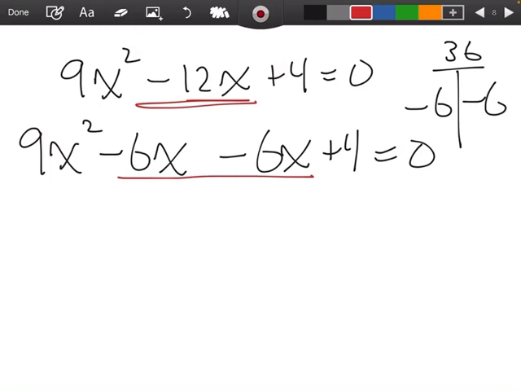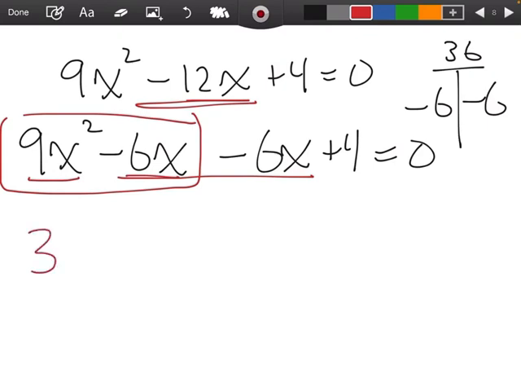So the grouping method says we're going to box the first two. And we're going to ask ourselves, what can we factor out of 9x squared and 6x? Well, 3 goes into both of them, and they both have an x, so we can take out a 3x. So 3 goes into 9 three times. And we had 2 x's, we took out 1, so we're still left with an x. 3 goes into 6 twice, and there's a minus there, so it's a minus 2.